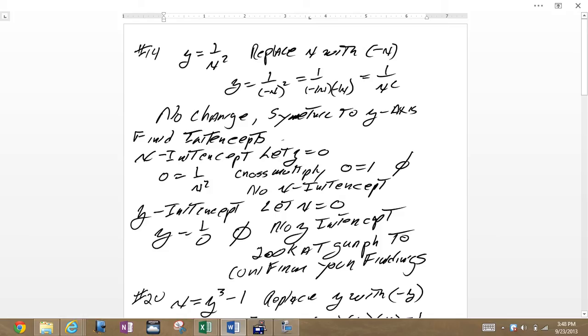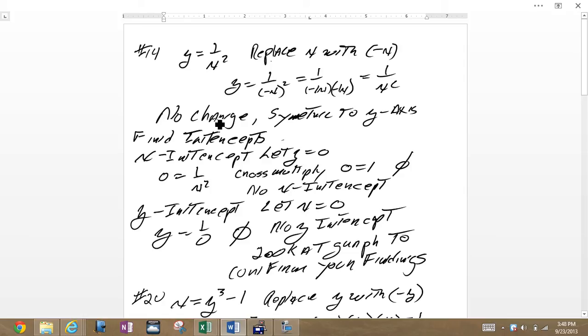So we replace x with its opposite, which effectively is negative 1x times negative 1x. Which comes right back to where we started. So that's fine because that demonstrates the symmetry is about the y-axis. Okay. Now let's look at the intercepts. If we want to find the x-intercept, we set y equal to 0. If we want to find the y-intercept, we set x equal to 0.